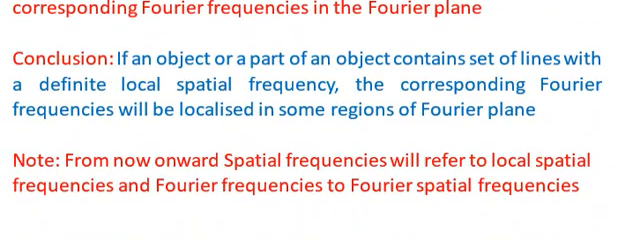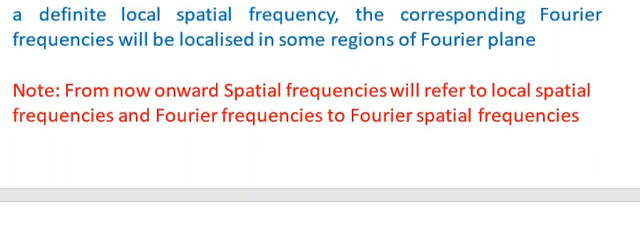Now the conclusion: if an object or a part of an object contains a set of lines with a definite local spatial frequency, the corresponding Fourier frequencies will be localized in some regions of the Fourier plane. Note that from now onward, spatial frequencies will refer to local spatial frequencies, and the Fourier frequencies will refer to Fourier spatial frequencies. So this is the end of slide number 24.